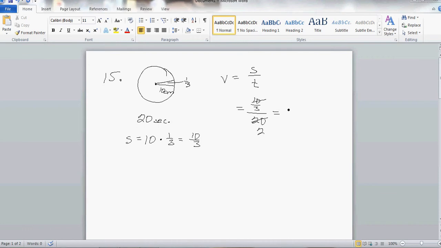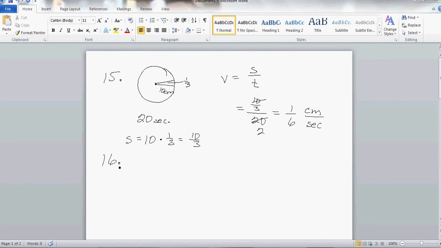And so we would end up with 1/6. 1/6 what? We're looking for a linear speed. So that would be centimeters per second. 1/6 of a centimeter per second. Very, very slow moving object.